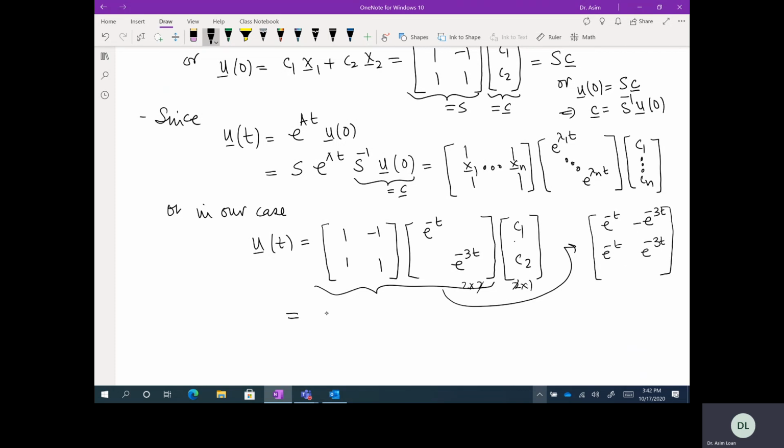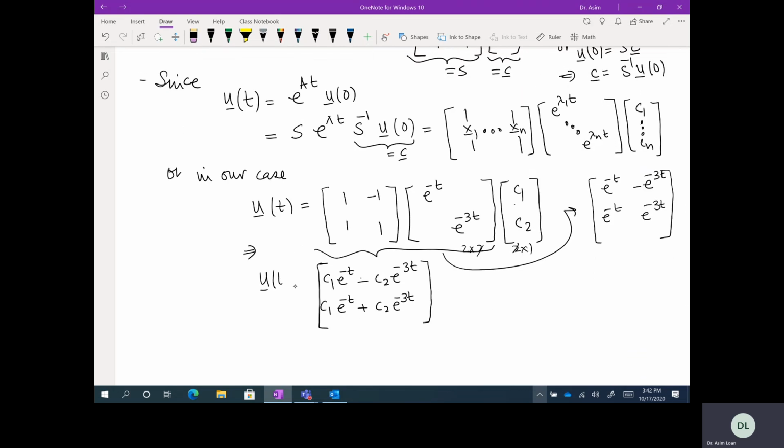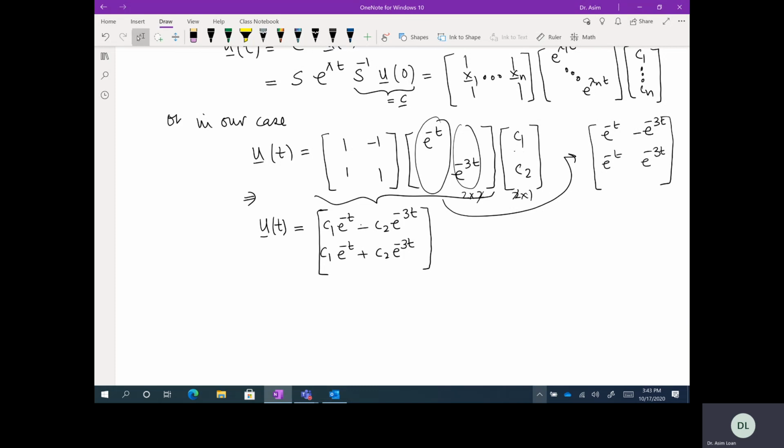And when this is multiplied by C1, C2, we have C1 e^(-t) minus C2 e^(-3t), and C1 e^(-t) plus C2 e^(-3t). This is my u, right? This is u of t. So when you multiply this one, this column is weighted by this one, so we have e^(-t) here. And then when this is weighted, we have minus e^(-3t) and plus e^(-3t) here. So this is multiplied by C1 and C2. So unless you know the initial condition, you can't find C1 and C2.